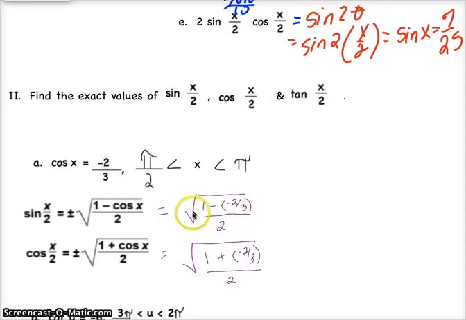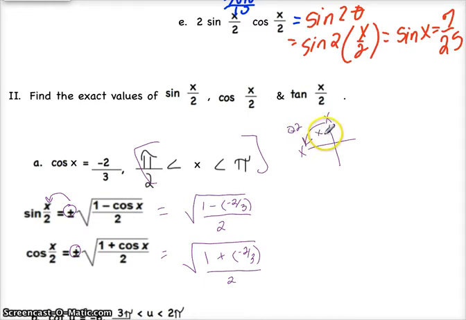Okay, so if you notice, I have positive the radical for both of these, 1 minus negative 2/3 and 1 plus negative 2/3 all over 2. So let's talk about why I chose the positive in each of the plus or minus the roots. Remember that this sign is dependent on the quadrant of the half angle. This information shows that the whole angle is between pi over 2 and pi. And pi over 2 to pi represents quadrant 2. So the whole angle is in quadrant 2.